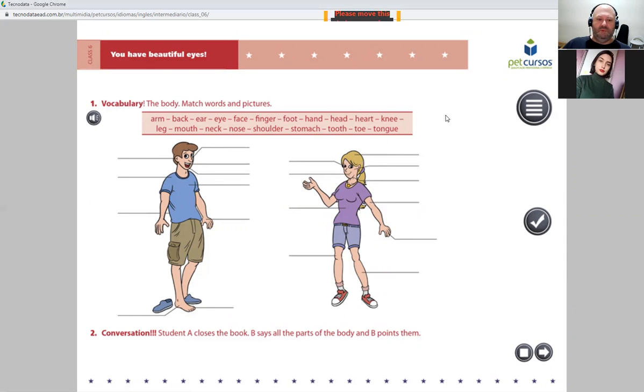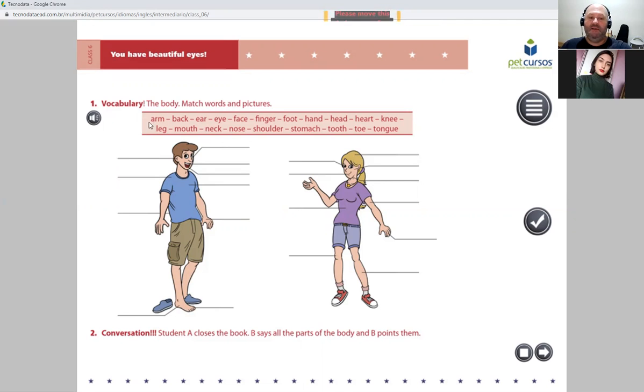Arm, back, ear, eye, face, finger, foot, hand, head, heart, knee, leg, mouth, neck, nose, shoulder, stomach, tooth, toe, tongue.